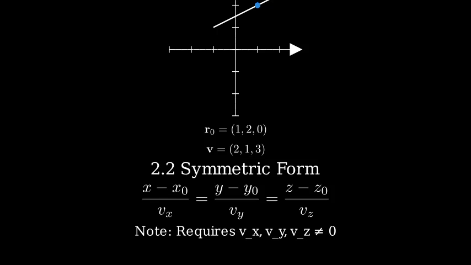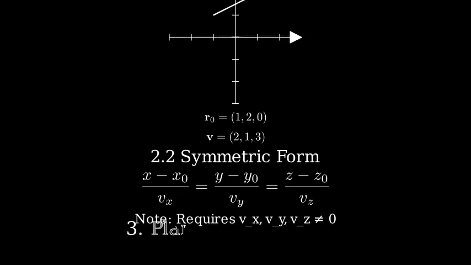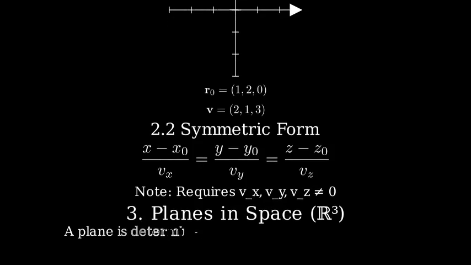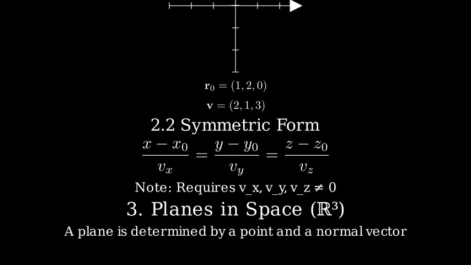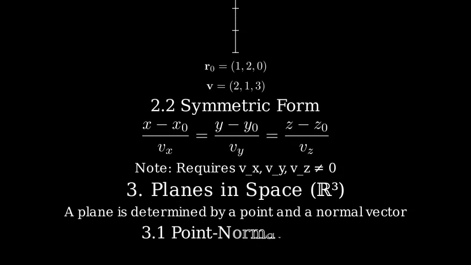However, if any component of the direction vector is 0, the corresponding fraction is undefined, and we would need to use a different approach. Now, let's move on to planes in three-dimensional space. A plane in R^3 is uniquely determined by a point on the plane and a normal vector, which is perpendicular to the plane. Let's start with the point normal form.